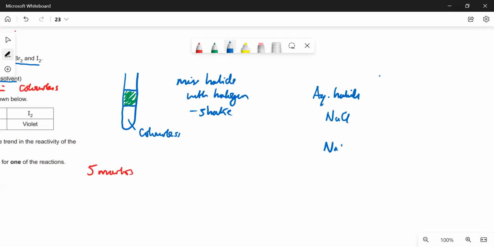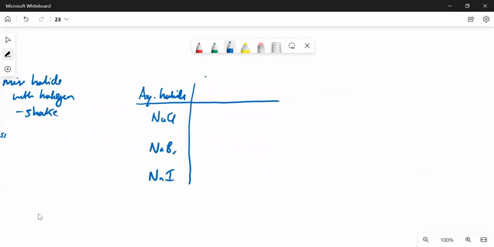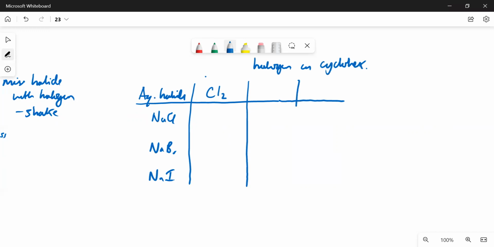NaCl, NaBr, and NaI. And then we're going to add to those the halogen in our cyclohexane. Right, so we're going to have chlorine, that's going to be pale green, and put that in cyclohexane. We're going to have bromine and iodine. Now, with this, we're going to get two layers, as I said.